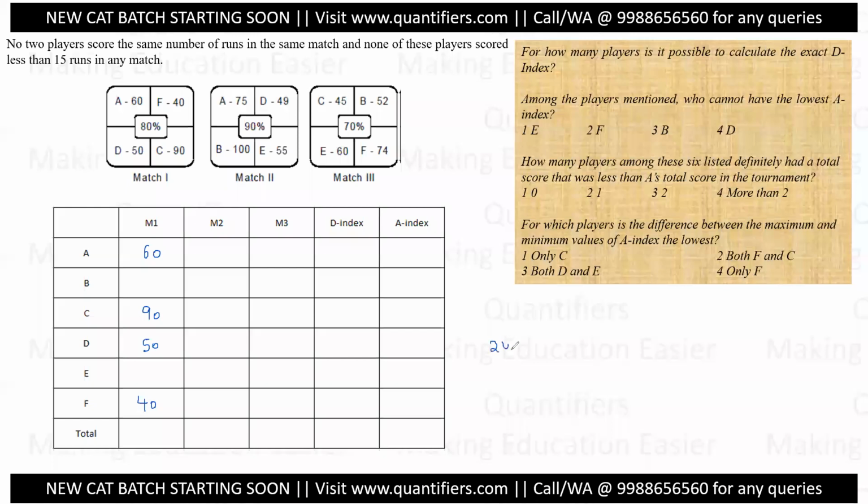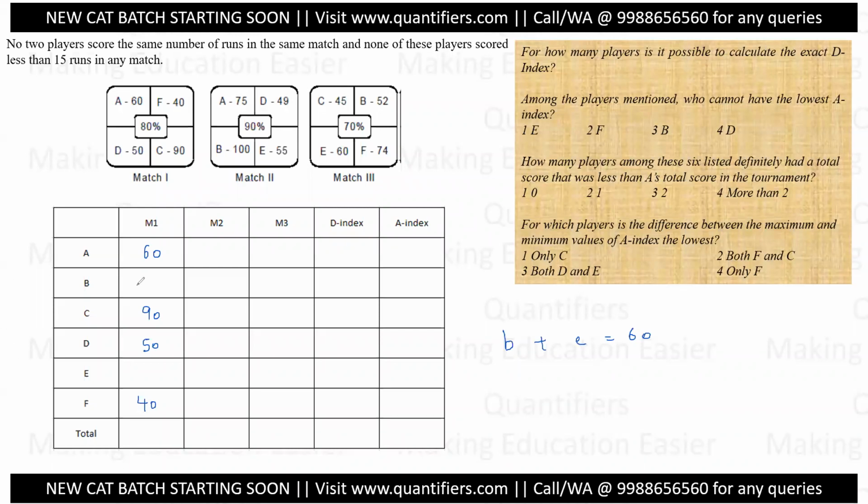240 is what? 240 is 80% of the score. So if 80% is 240, 100% is 300. The total score is 300. Which means I can assume that B and E are scoring the rest of the runs. If I have to maximize or minimize it, I can assume that these two variables are making 60 scores, B and E. They are distributing the remaining 60 score amidst themselves.